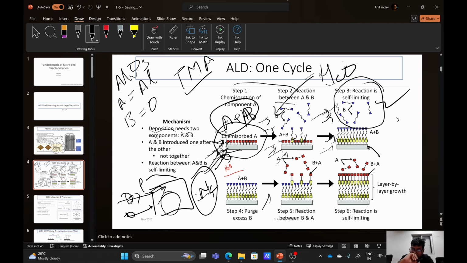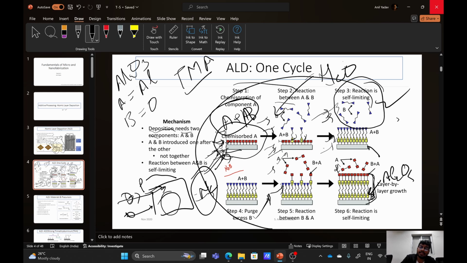Now again you will pass precursor A. This precursor A will specifically react with these sites again, and that too is self-limiting, because A will not react with A, so there won't be any A on top of A. Initially this is the first layer. If this is aluminium oxide, Al2O3, you have prepared a single atomic layer of Al2O3 in this cycle.